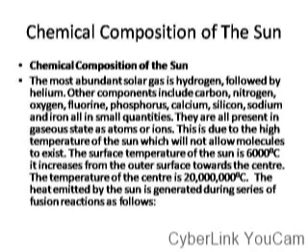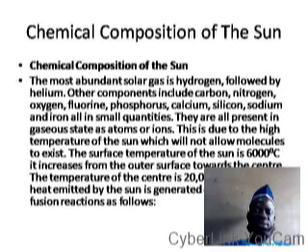The surface of the Sun has a temperature of 6,000 degrees Celsius. But as we go deeper into the Sun, the temperature increases to such an extent that at the center of the Sun, the temperature is 30 million degrees Celsius. And how does this heat get generated?